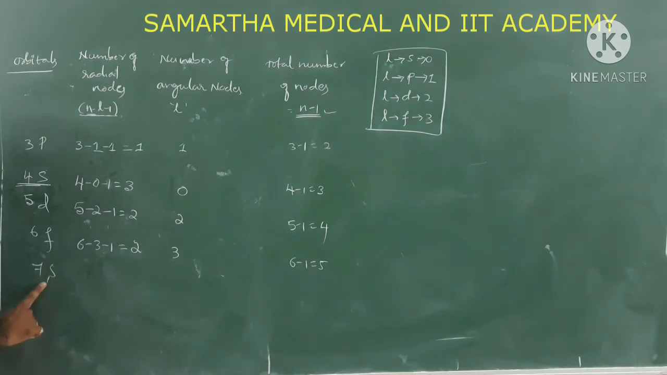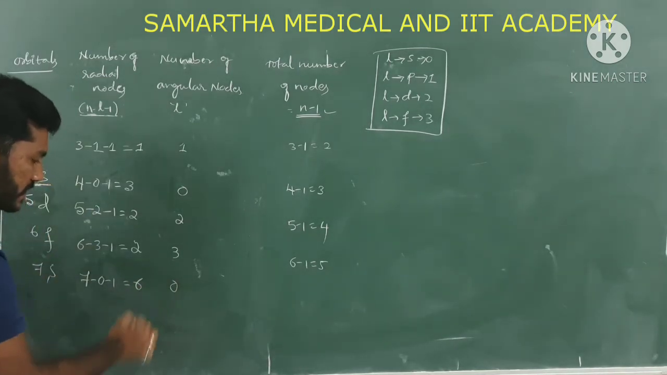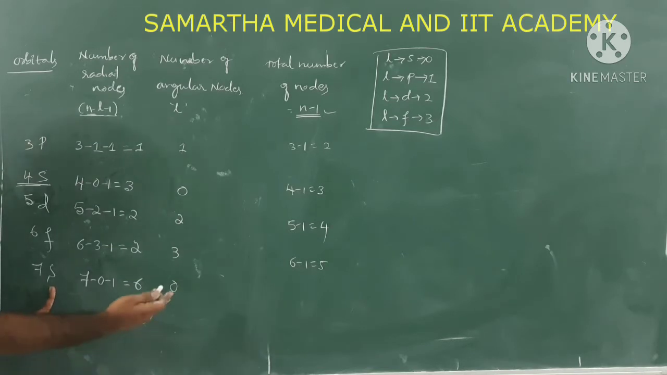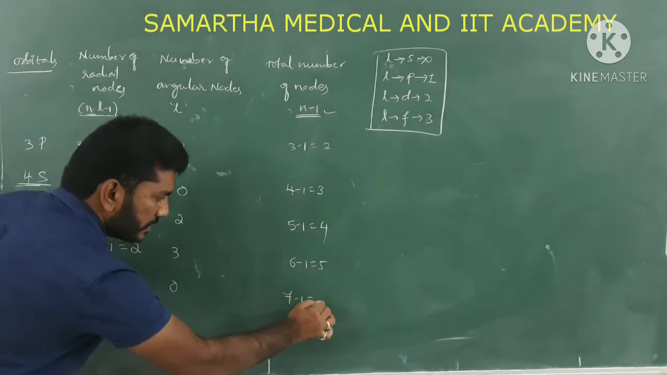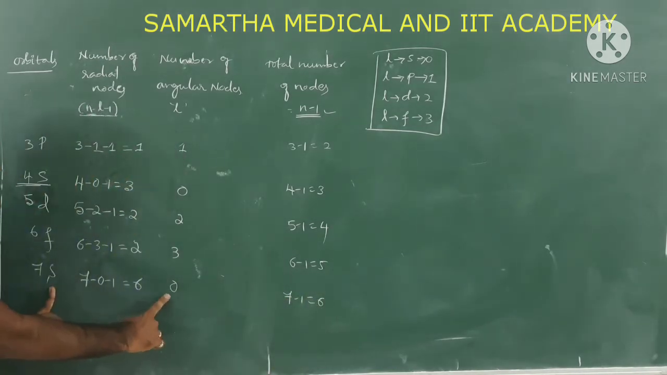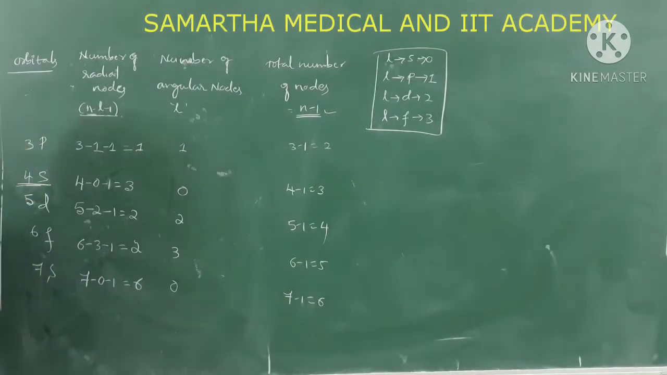Okay, 7s. So in the case of 7s, the number of radial nodes is 7 minus 0 minus 1, that is 6. Okay, so what will be the number of angular nodes, guys, in the case of the s orbital? That is 0. So that's why 7 minus 1, 6. Total number of nodes is 6 plus 0, 6. 7 minus 1 equals 6.